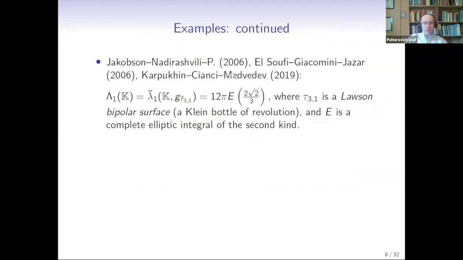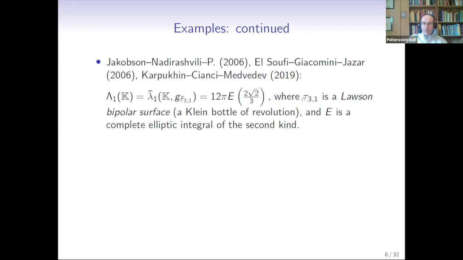Now, the next example is for the Klein bottle. The metric that is the maximizer, which is described on the slide, has been constructed in my work with Dmitry Jakobson and Nikolai Nadirashvili. And then Iosif, El Soufi, Giacomini, and Jazar proved that this is in fact the only candidate for a maximal metric, the so-called only extremal metric for the first eigenvalue, which I will mention later on. And then finally, Karpukhin, Nahon, Polterovich, and Stern in 2019 put together all the details needed to show that this is in fact the maximizer.